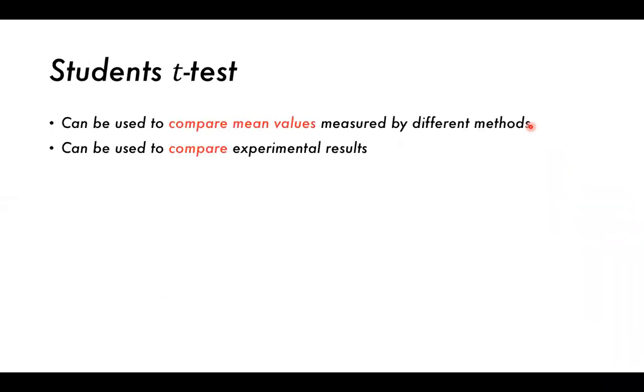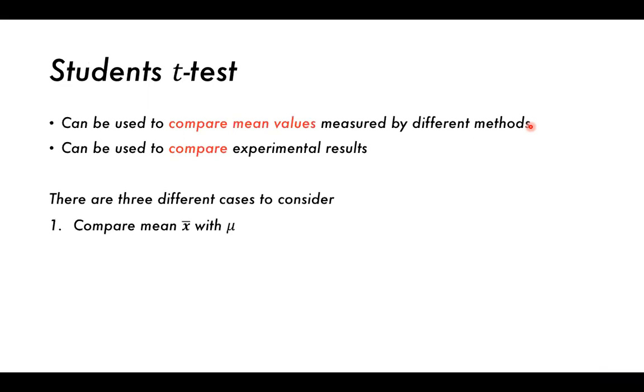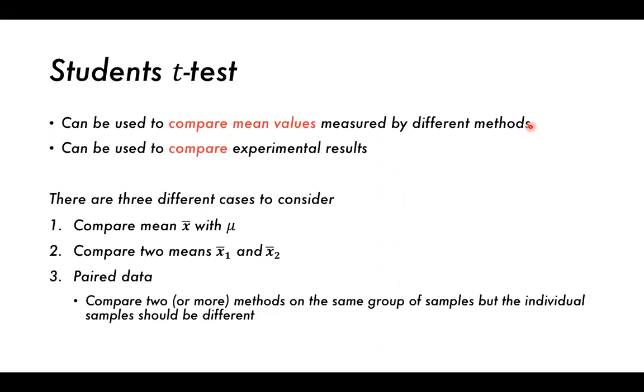So the student's t-test can be used to compare mean values measured by different methods, and it can also be used to compare experimental results. So there are three different use cases for the t-test in our analytical chemistry, broadly speaking. They are to compare the sample mean with the true mean, compare two means such as mean 1 and mean 2, and then to look at paired data.